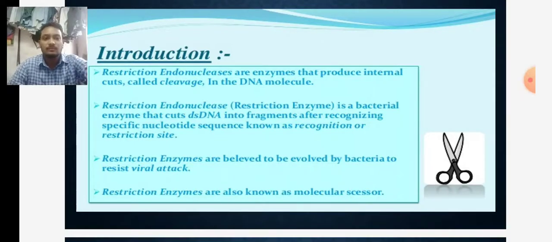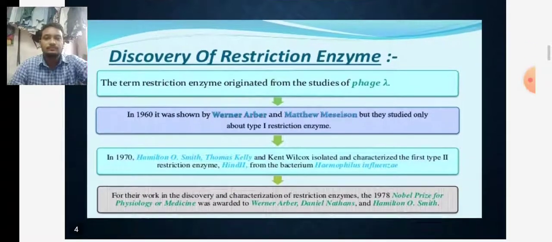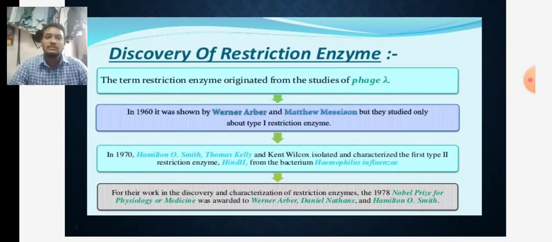Next, the discovery of restriction enzymes. Restriction enzymes originated from the study of phage lambda. The first study on phage lambda, in 1960, was shown by Werner Arber and Matthew Meselson, but they studied only the type one restriction enzymes.